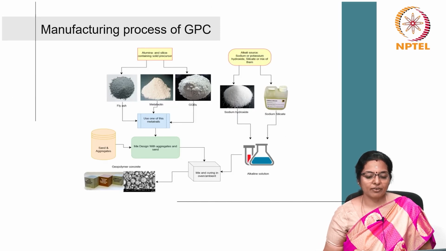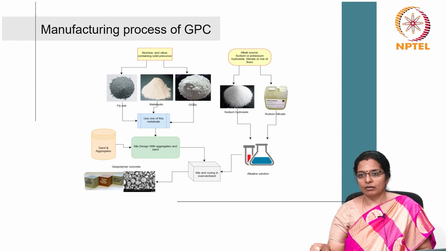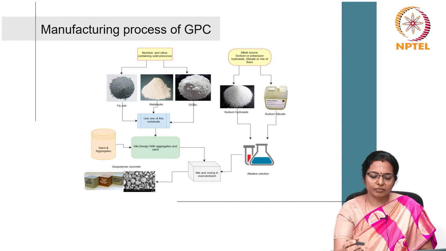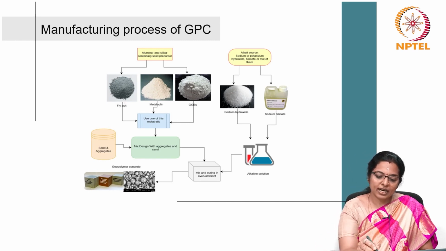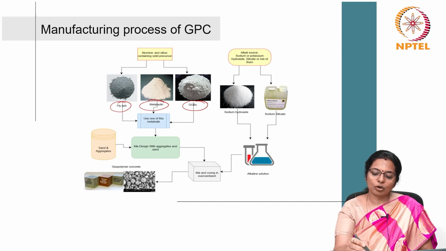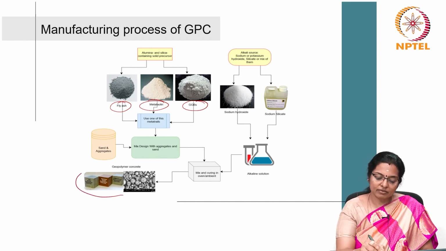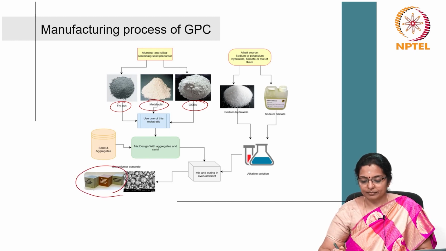And this is the manufacturing process of geopolymer concrete. You can see clearly how fly ash, metakaolin and ground granulated slag are used, and I am talking only from a sustainability point of view, to eventually give us the blocks.